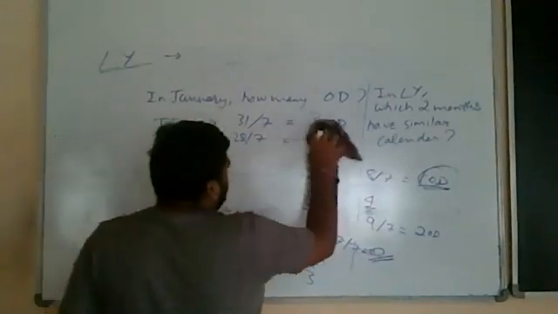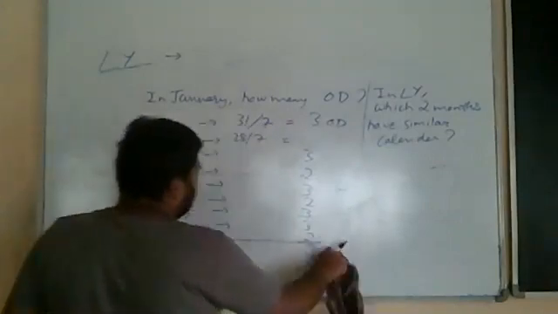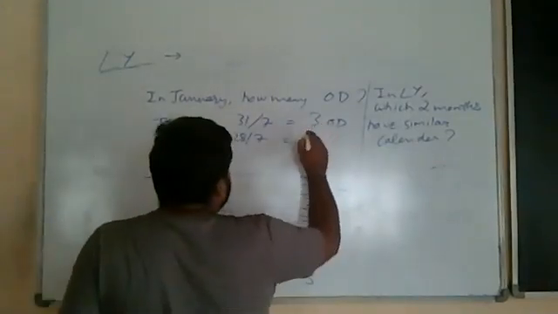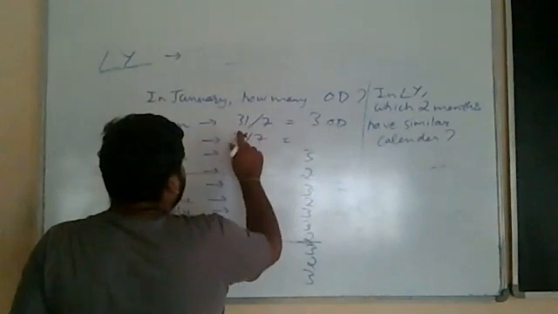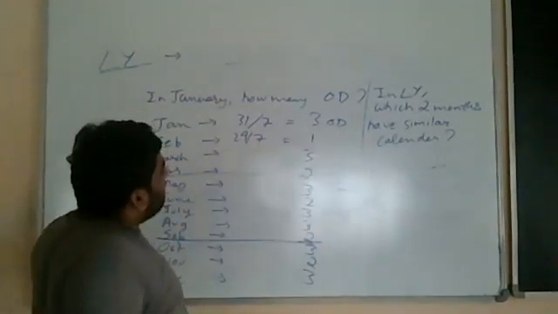Now, January will contribute how much? January will contribute how much? 3 days. February is going to contribute 1 day. Yes or no? Correct?